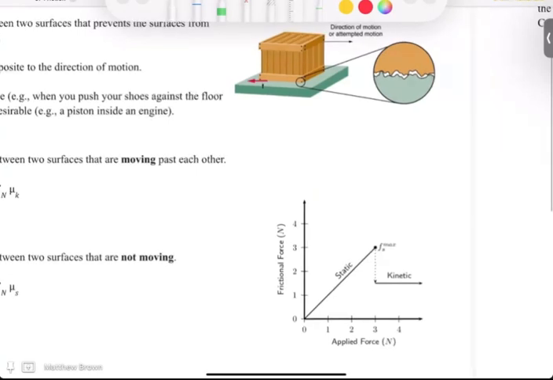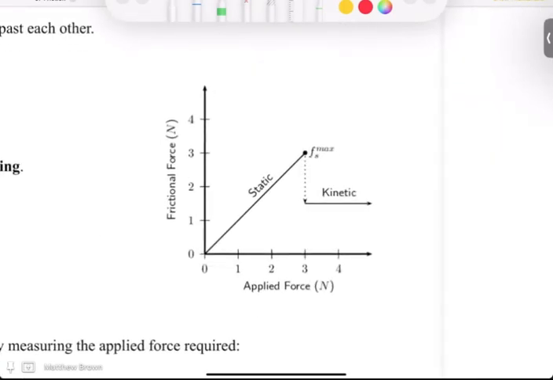So what happens if I just set my hands there? I don't apply any force, right? That would be like this point right here. I apply zero force, friction applies zero force, right? There's nothing for it to oppose. I apply a force of 1 Newton, right? Friction applies a force of 1 Newton, right? It opposes that force with 1 Newton. I increase my force to 2 Newtons, right? Friction responds with a force of 2 Newtons, right?